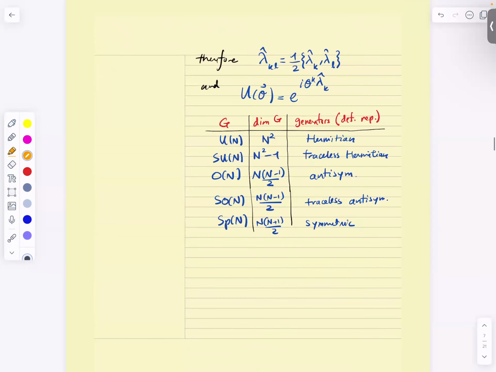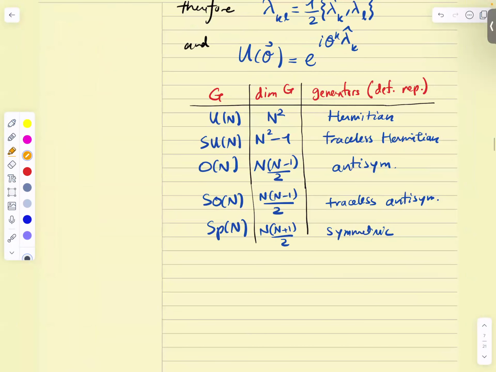All right. So here is a list. These are the compact Lie groups that you'll probably ever deal with, unless you do very fancy stuff. U(N) has n squared generators, right? Is that pretty clear? Well, you can just count it, right?